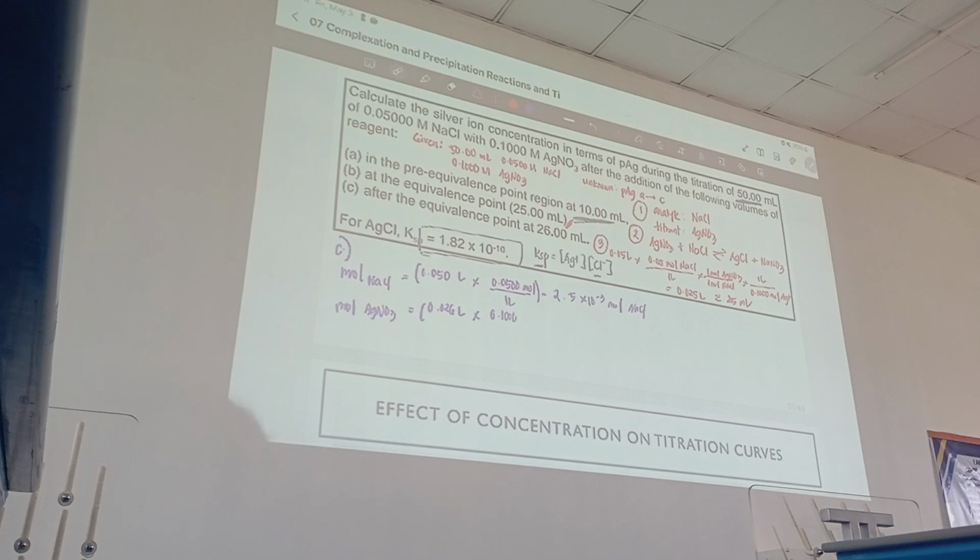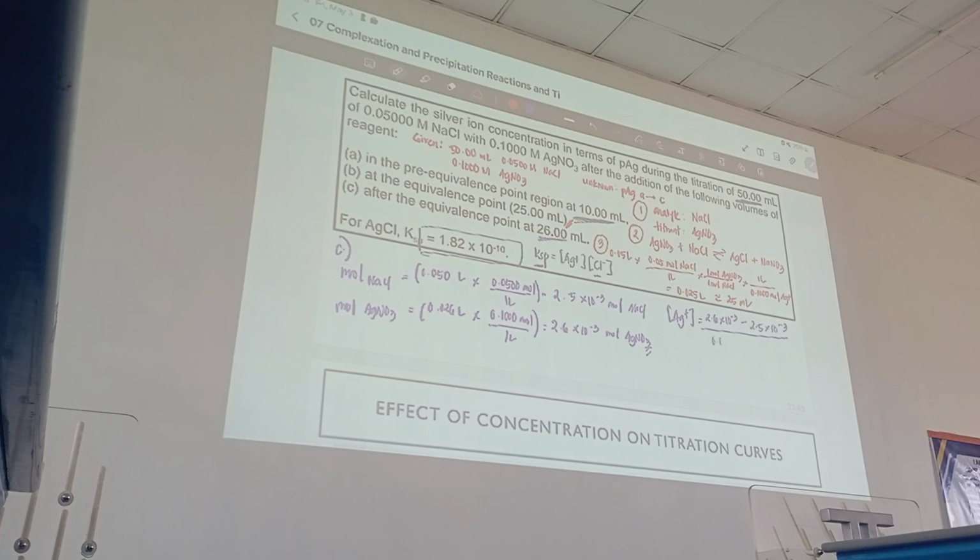0.1 over 1 meter. This is 2.6 times 10 to the power negative 3 moles of AgNO3. It's an excess. So this is based on the concentration of Ag plus. Subtract: 2.6 times 10 to the power negative 3 minus 2.5 times 10 to the power negative 3, all over.